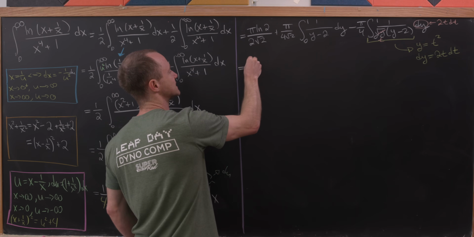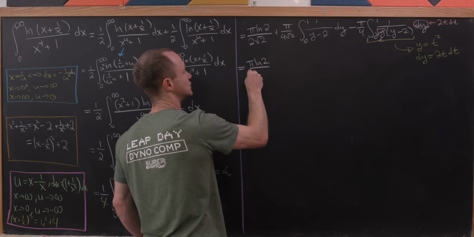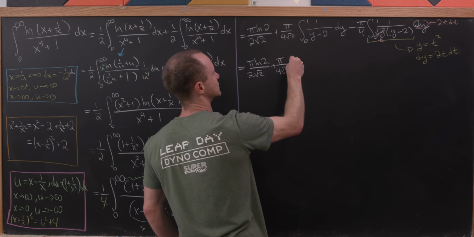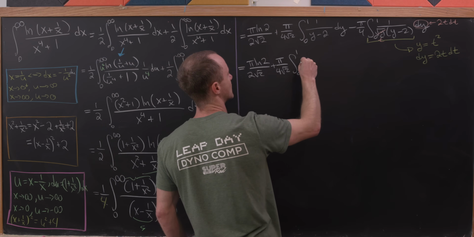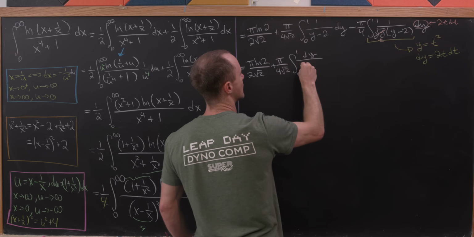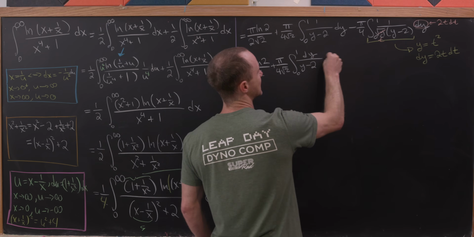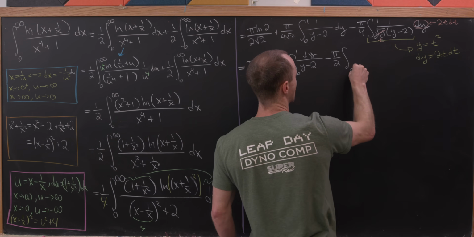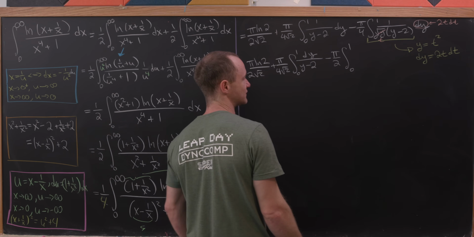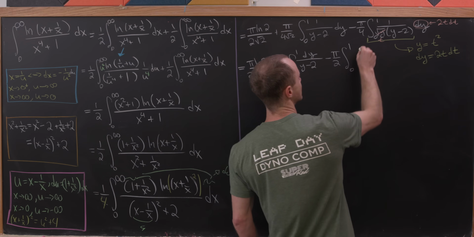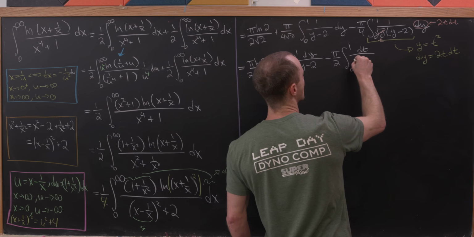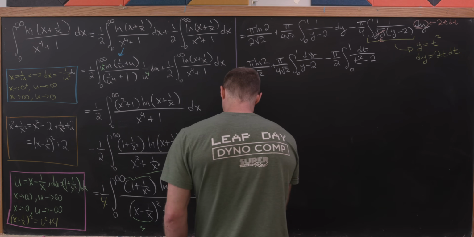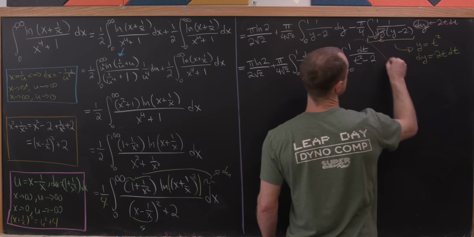So now if I bring this down, I have pi natural log of 2 over 2 root 2 plus pi over 4 root 2 times the integral from 0 to 1 of dy over y minus 2. And then here I'm going to have minus pi over 2 now. The bounds of integration don't change. We have just 0 to 1 of dt over t squared plus 2. So we're left with something like that.